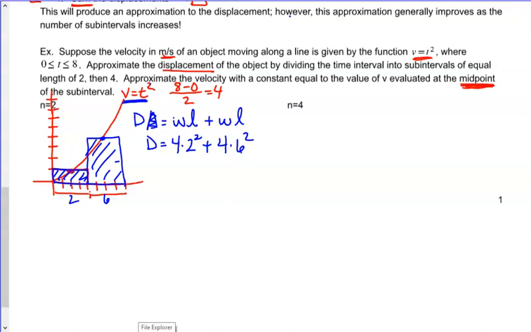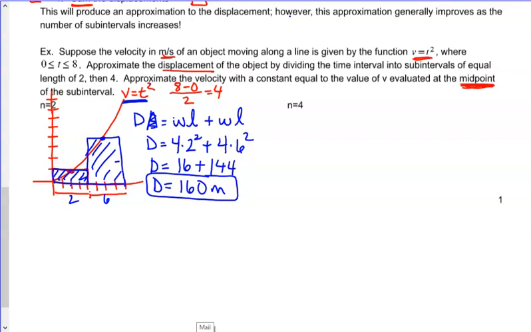And now it's just operations that you have to do, okay? Doing some number sense here. This 4 times 2 squared becomes 4 times 4, which is 16. Then I get 36 times 4, which gives me 144. So the displacement of this object from 0 to 8 is 160 meters using a subinterval of 2, okay, where you have 2 rectangles that you're adding up.